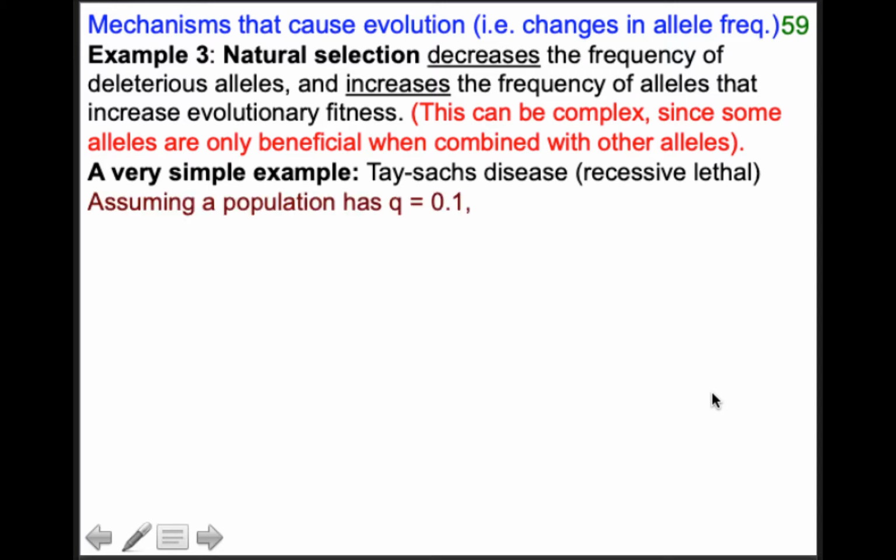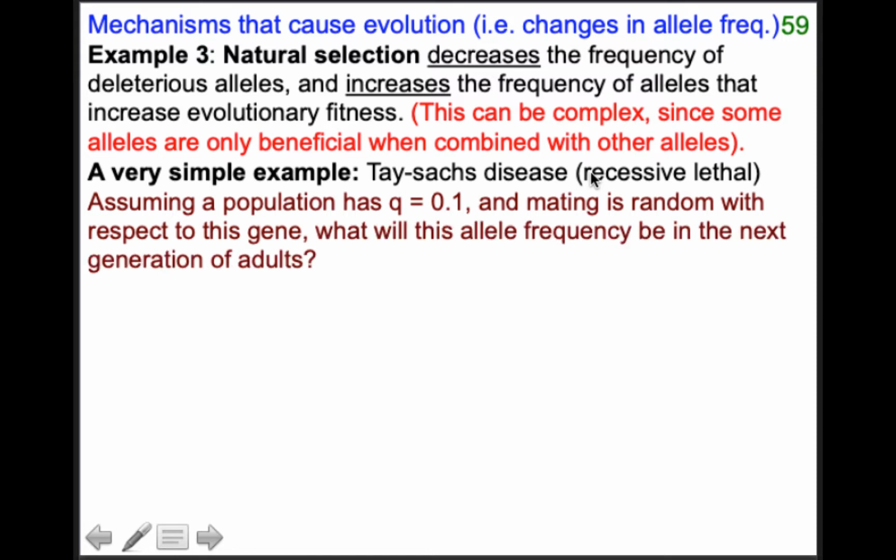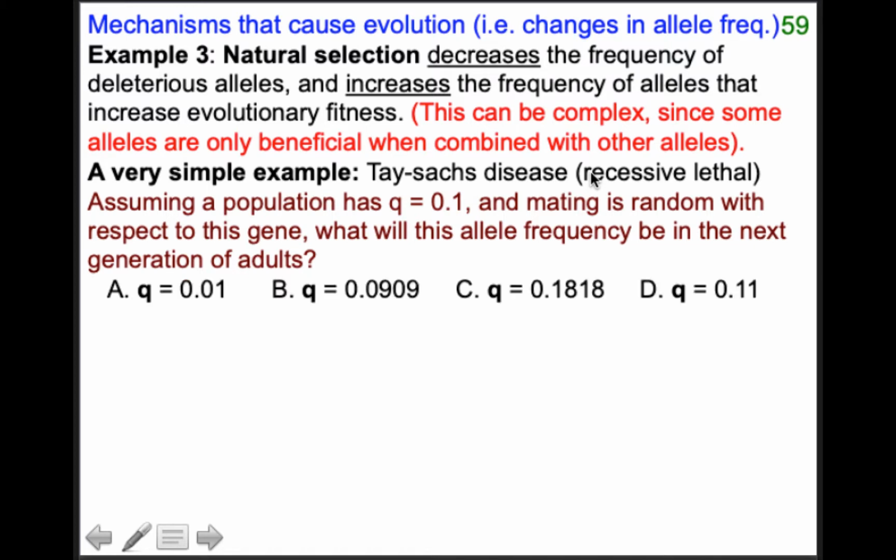So let's assume that a population has a q, meaning the frequency of the recessive allele, of 0.1. And so 10% of the gene pool is the recessive allele, the one that's lethal, that causes lethal Tay-Sachs disease. And let's say that mating is completely random with respect to this gene. So what is the allele frequency in the next generation of adults? Here are your possible answers. Take some time to do your calculations, and we'll talk about this in a second. So please pause now. All right, welcome back.